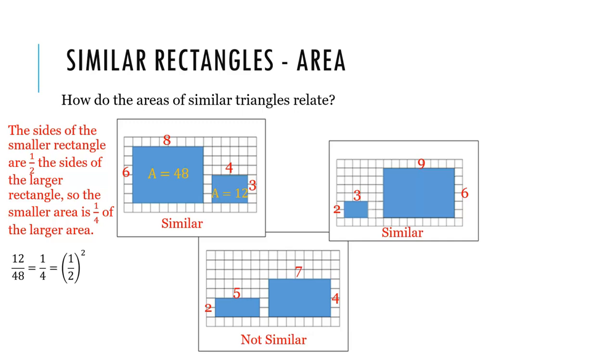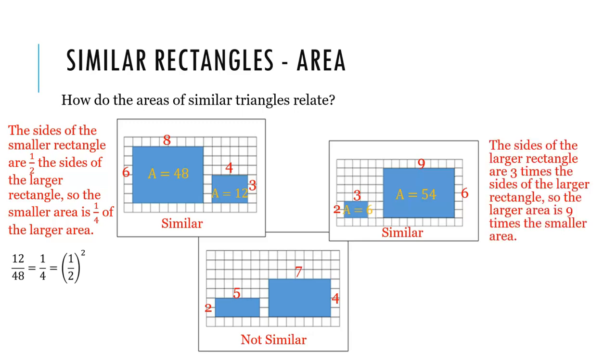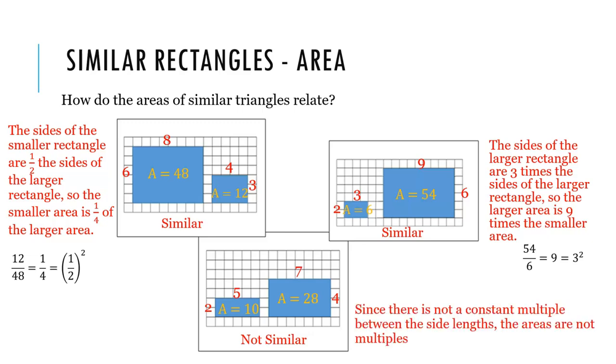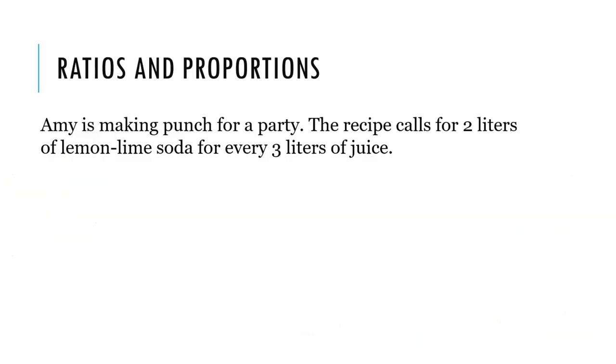Similarly, we tripled the size of our rectangle here, and 6 to 54 is 9 times larger. 54 over 6 is 9, and that is the same as 3 squared. Because the bottom one is not similar, there is no relationship between the areas.